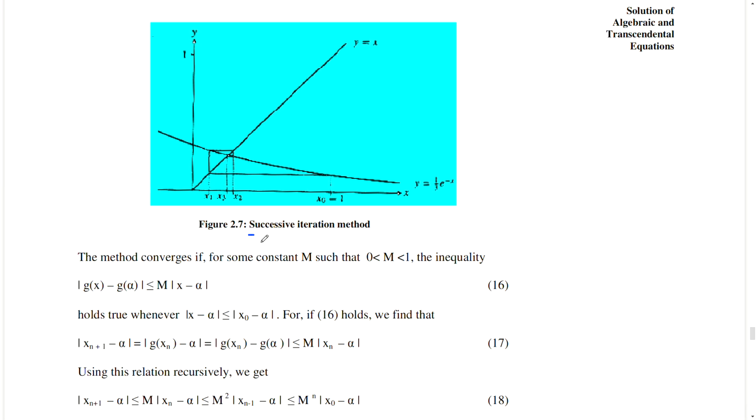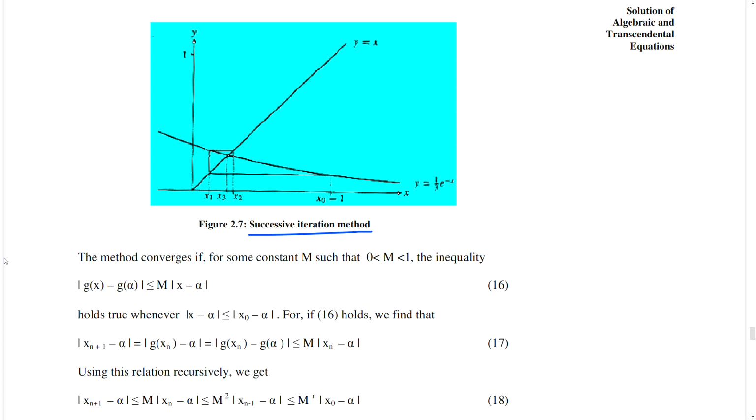Successive iteration method. The method converges for some constant m such that 0 < m < 1. The inequality |g(x) - g(alpha)| <= m|x - alpha| holds true whenever |x - alpha| <= |x0 - alpha|.